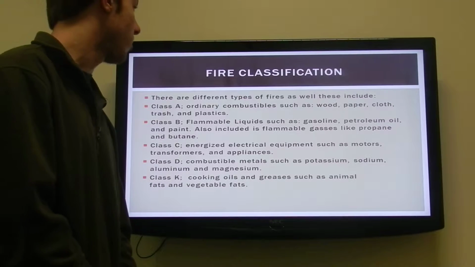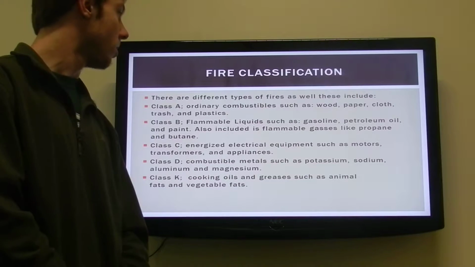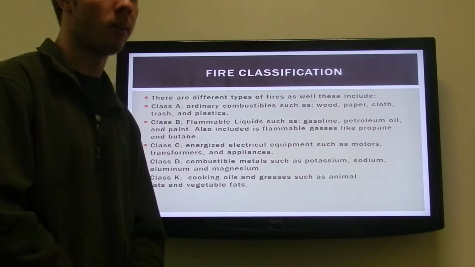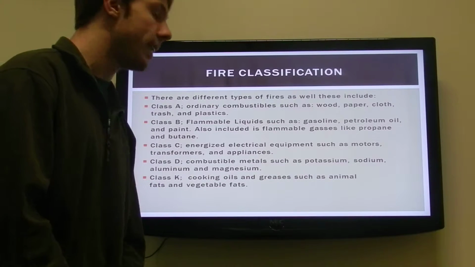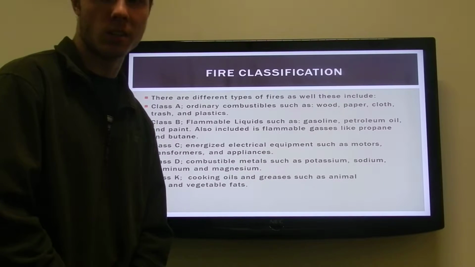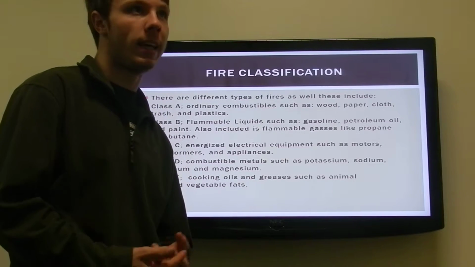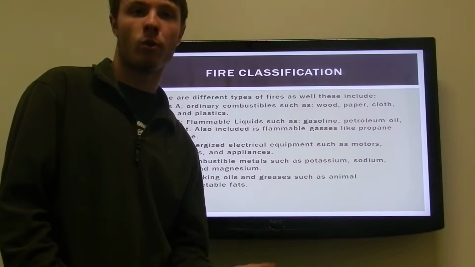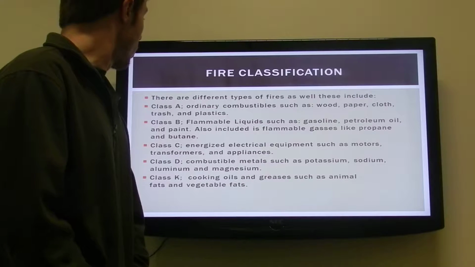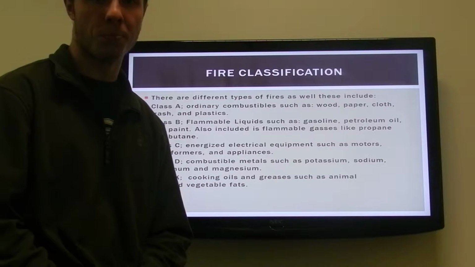Class B is flammable liquids such as gasoline, petroleum oil, and paint. Also included in this category are flammable gases such as butane and propane. Class C is energized electrical equipment such as motors, transformers, and appliances, and basically anything with an electrical charge. If you take away the energized electrical aspect of the fire, then it would be considered a Class A fire. Class D is combustible metals such as potassium, sodium, aluminum, and magnesium.